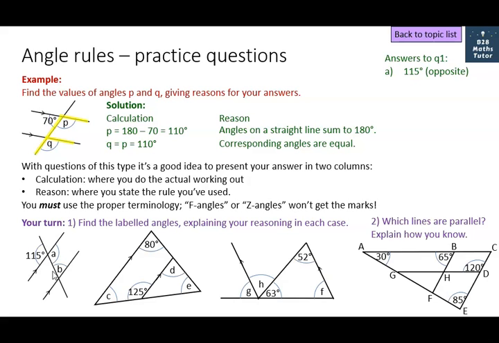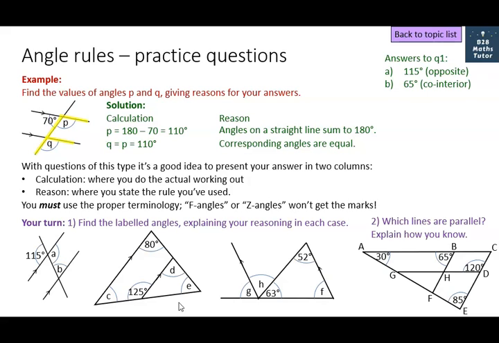We've got vertically opposite angles, so A is the same as the 115 degrees. For B, A and B are inside that C shape, so they add up to 180. They are co-interior angles. So B is going to be 180 minus A, 180 minus 115, making it 65 degrees.